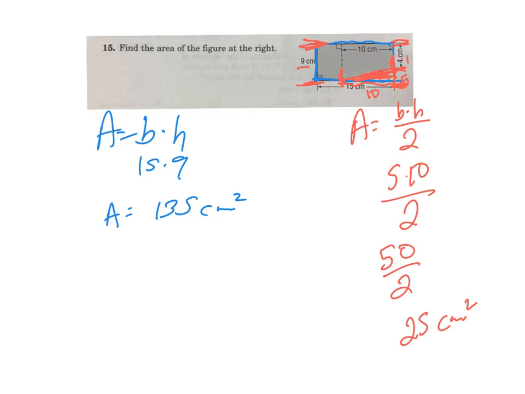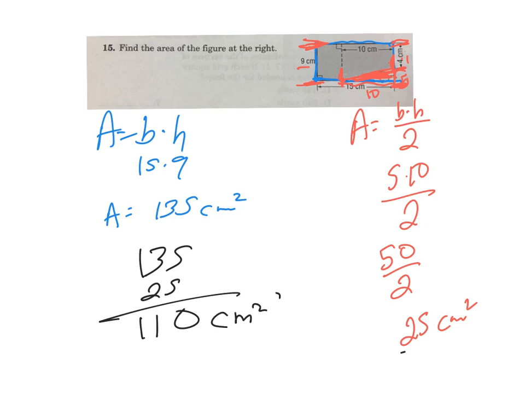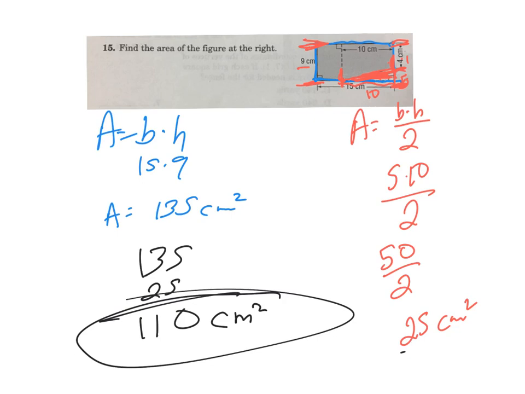So I start with my 135, which is the whole thing, including the area I don't need. And then I take away this 25. And it leaves me with 110 centimeters squared. And that's how you find the area of a composite figure. Hopefully you got that. All right, that's the completion of it.